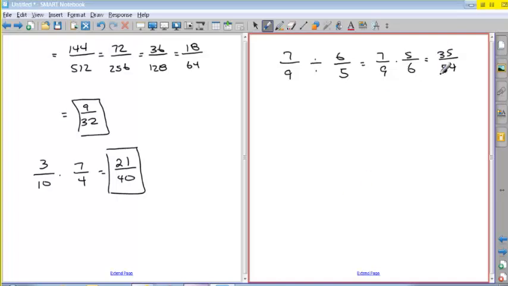And again, look to see whether you can simplify those, which I don't think you can, because this is divisible by 3, but that's not. This is divisible by 2, but that's not. This is divisible by 5, but that's not. This is divisible by 7, but that's not. So that's pretty much it. We're done.